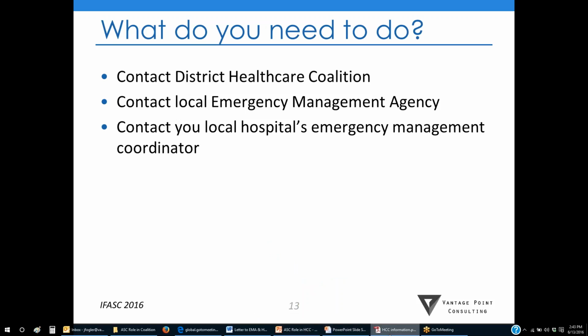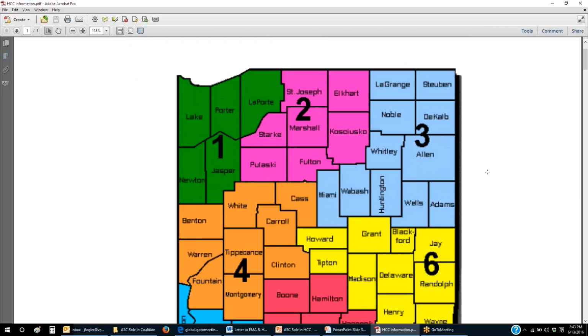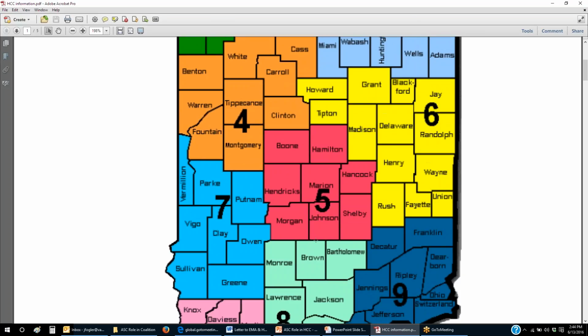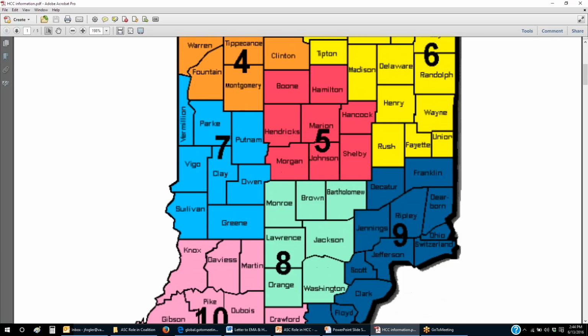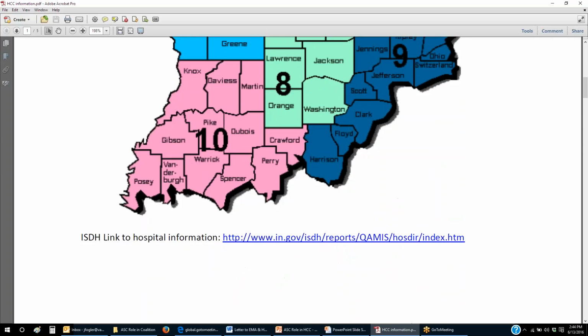One of those is the Healthcare Coalition information. Within the state of Indiana, we are divided into 10 district healthcare coalitions. And you can see that those are outlined here and divided geographically within the state of Indiana. So depending on what county you live in, it's what healthcare coalition you are a part of. So you can look at this map and determine, where do I belong? What healthcare coalition do I need to become a good partner with?